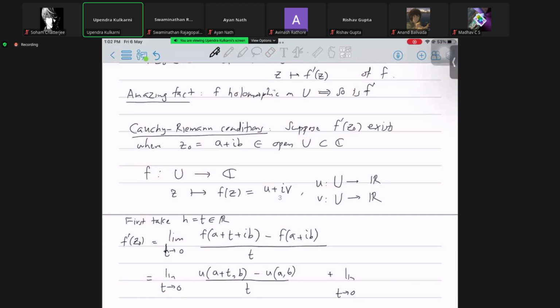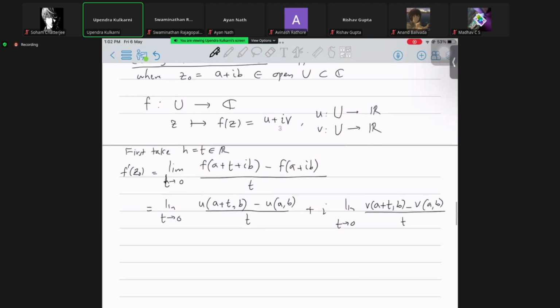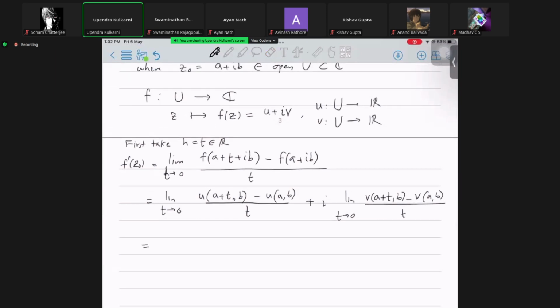And I can take the i out from here, just separating out the real and imaginary part. So the limit as t approaches 0, so what do I get over here? Exactly the same way: V of a plus t comma b minus V of a comma b, divided by t. So what does that give me?